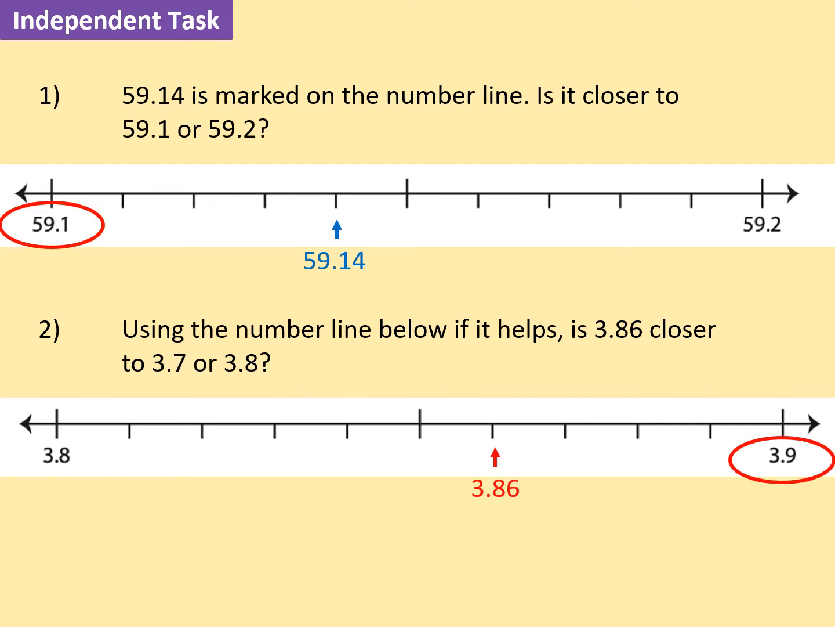Your two answers are circled in red on this page. The answer to question 1 was 59.1, and the answer to question 2 was 3.9. If you didn't get both of those correct, it might be worth going back over the first part of the lesson and recapping it again.